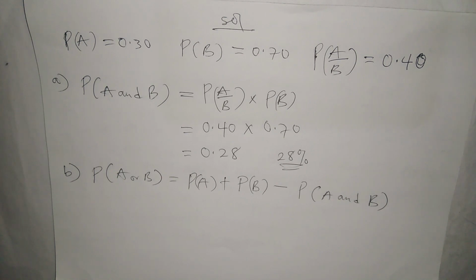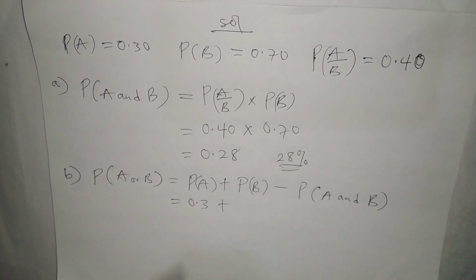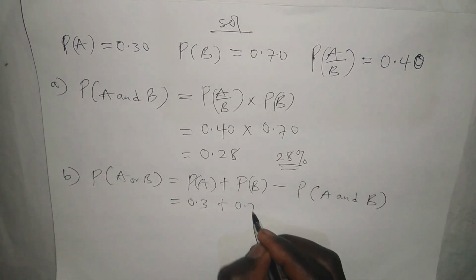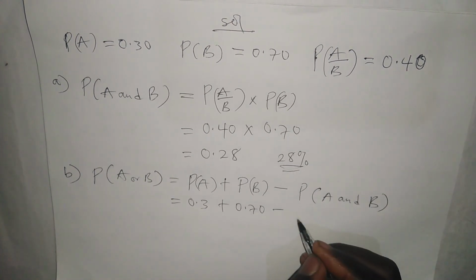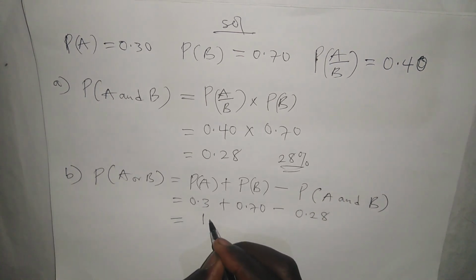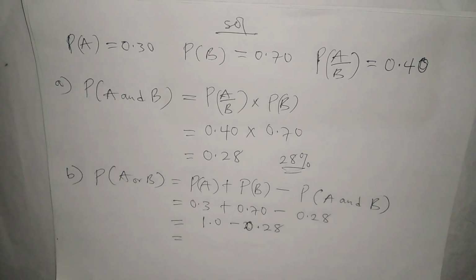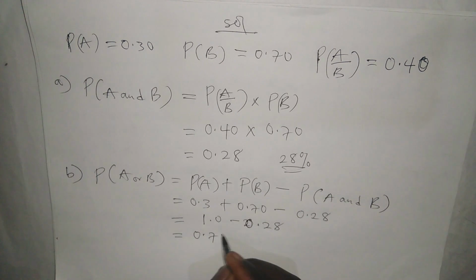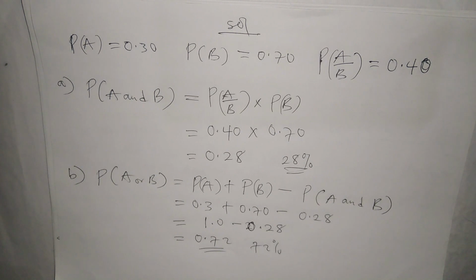So we know the probability of A is 0.3, plus the probability of B is 0.7, minus the probability of A and B is 0.28. Now 0.3 plus 0.7 is equal to 1.0 minus 0.28. Therefore, what we'll have is a probability of 0.72. When you multiply this by 100, you have 72%. So there's a 72% chance that she will enroll in algebra or biology course.